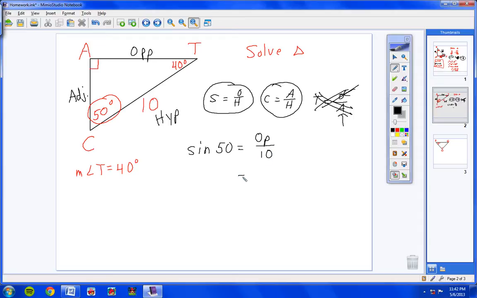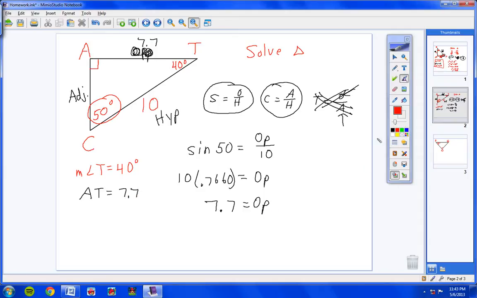Now the bottom of the fraction is 10, so I'm going to multiply the right side by 10. That leaves me with OP. I'm going to multiply the left side by 10. 10 times the sine of 50 is 10 times 0.7660. Now multiply those two numbers together and you will get 7.66. I'm going to put 7.7. So we come up here, I'm going to cross off the word opposite, and I'm going to put 7.7. That's segment AT. So AT equals 7.7.